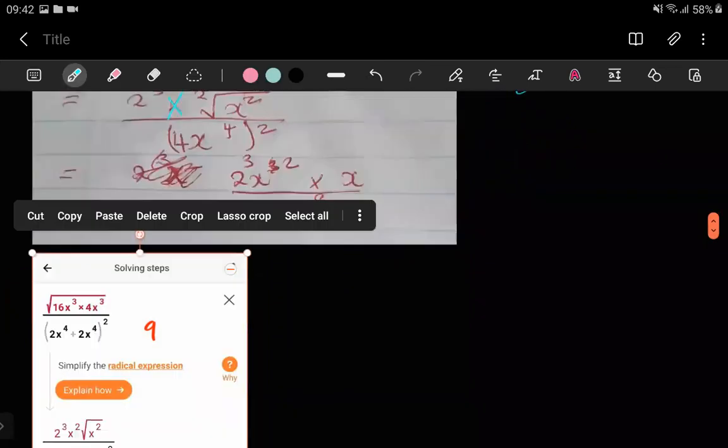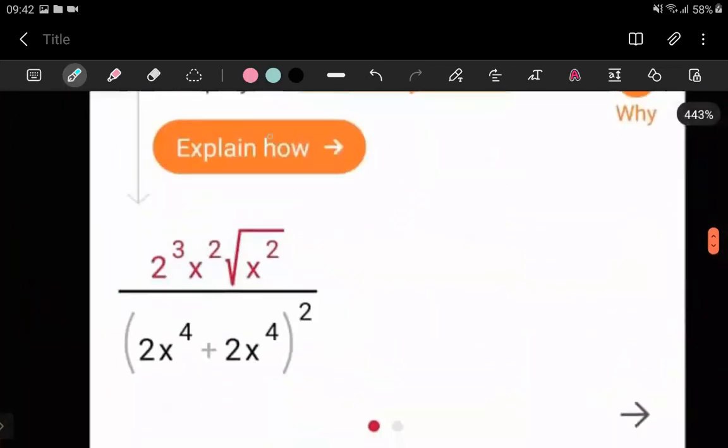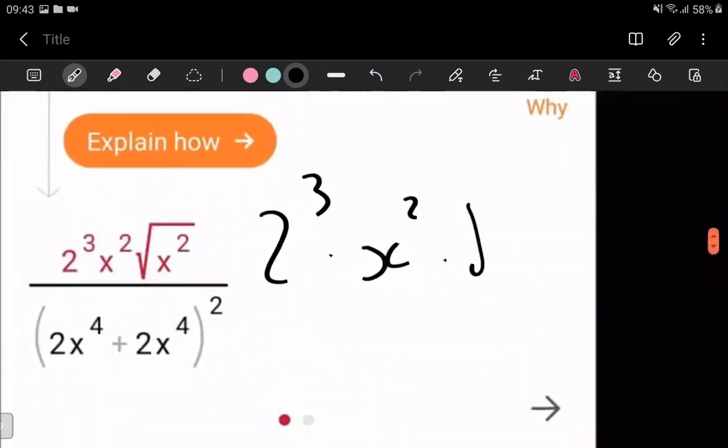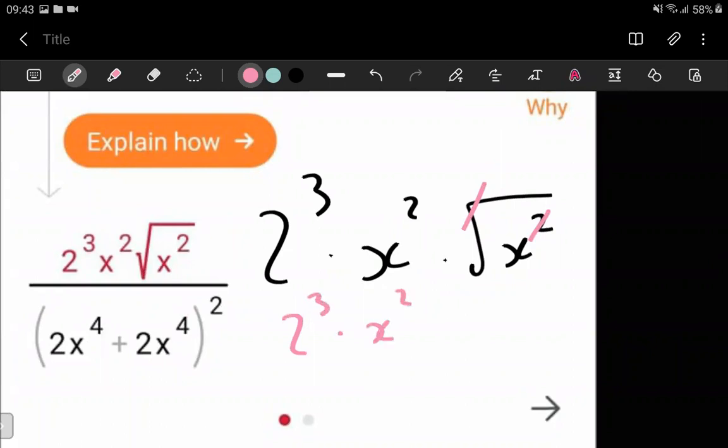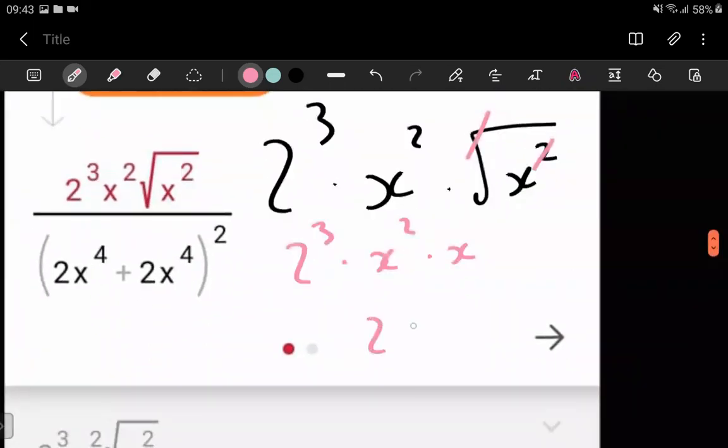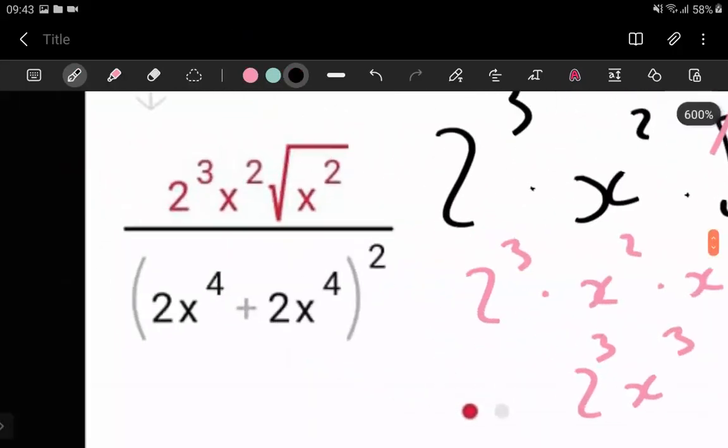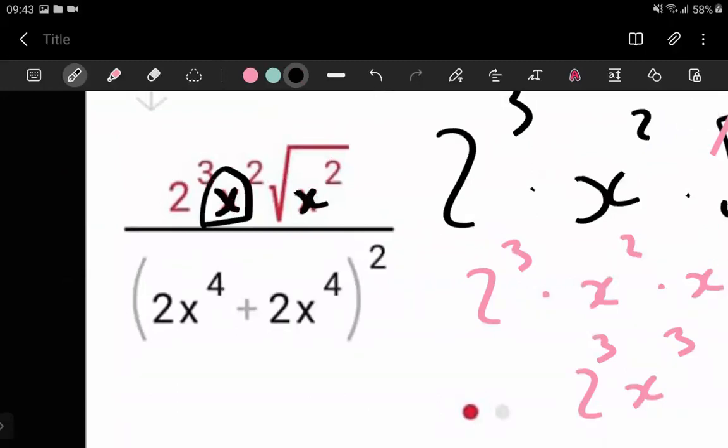But let me show you here. You see here, they wrote out 2 to the power of 3 multiplied by x squared multiplied by square root of x squared, of which the square root here cancels the 2 there. Then you have 2 to the power of 3 times x squared times x, which is 2 with x cubed, like that. Oh, I see. Yeah, so this is an x, this is an x. This is not a multiplication symbol.